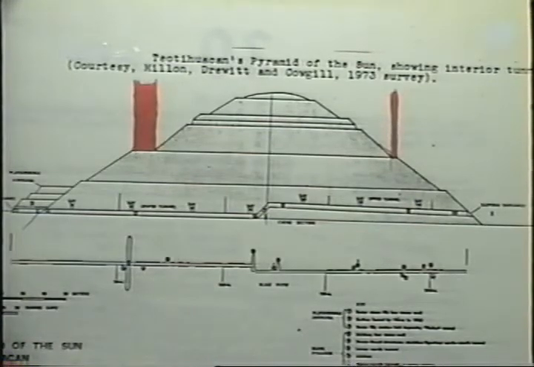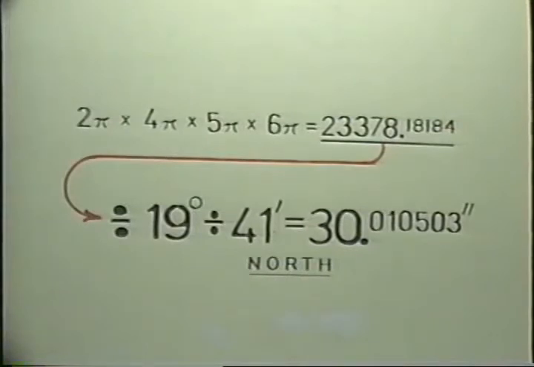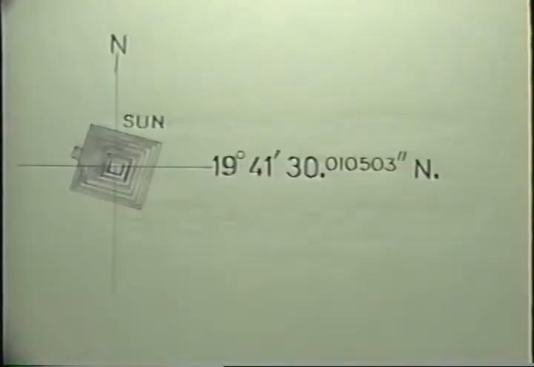In all, then, we have 2 pi, 4 pi, 5 pi, and 6 pi, speaking from the sun pyramid. These present a simple pi multiplex. Resulting in the value of 23,378.18184, a number which exactly encodes the sun's latitude upon the earth. 19°, 41 minutes, and 30.0105 seconds north, dead center on the pyramid. Notice, dead center on the pyramid, not on its summit.